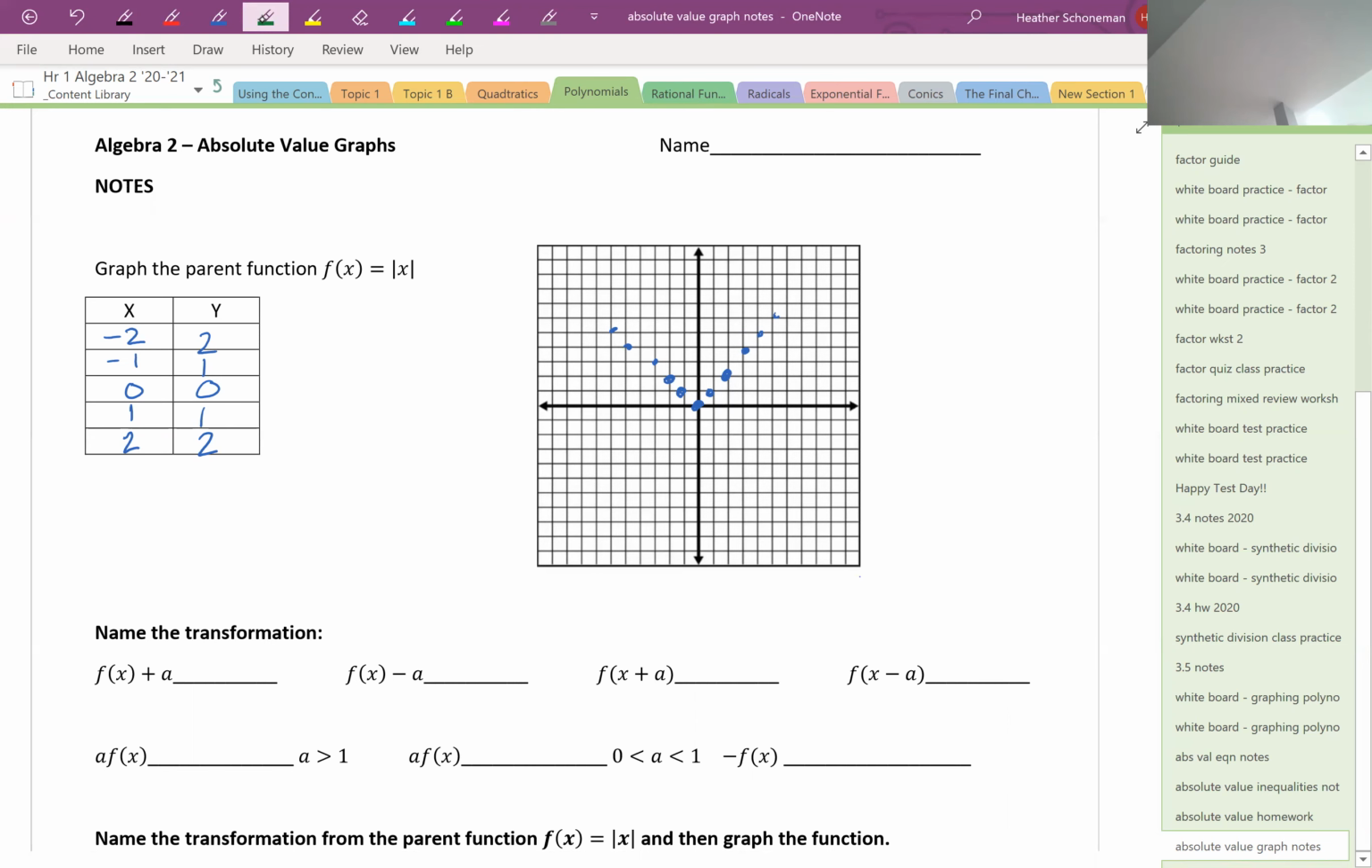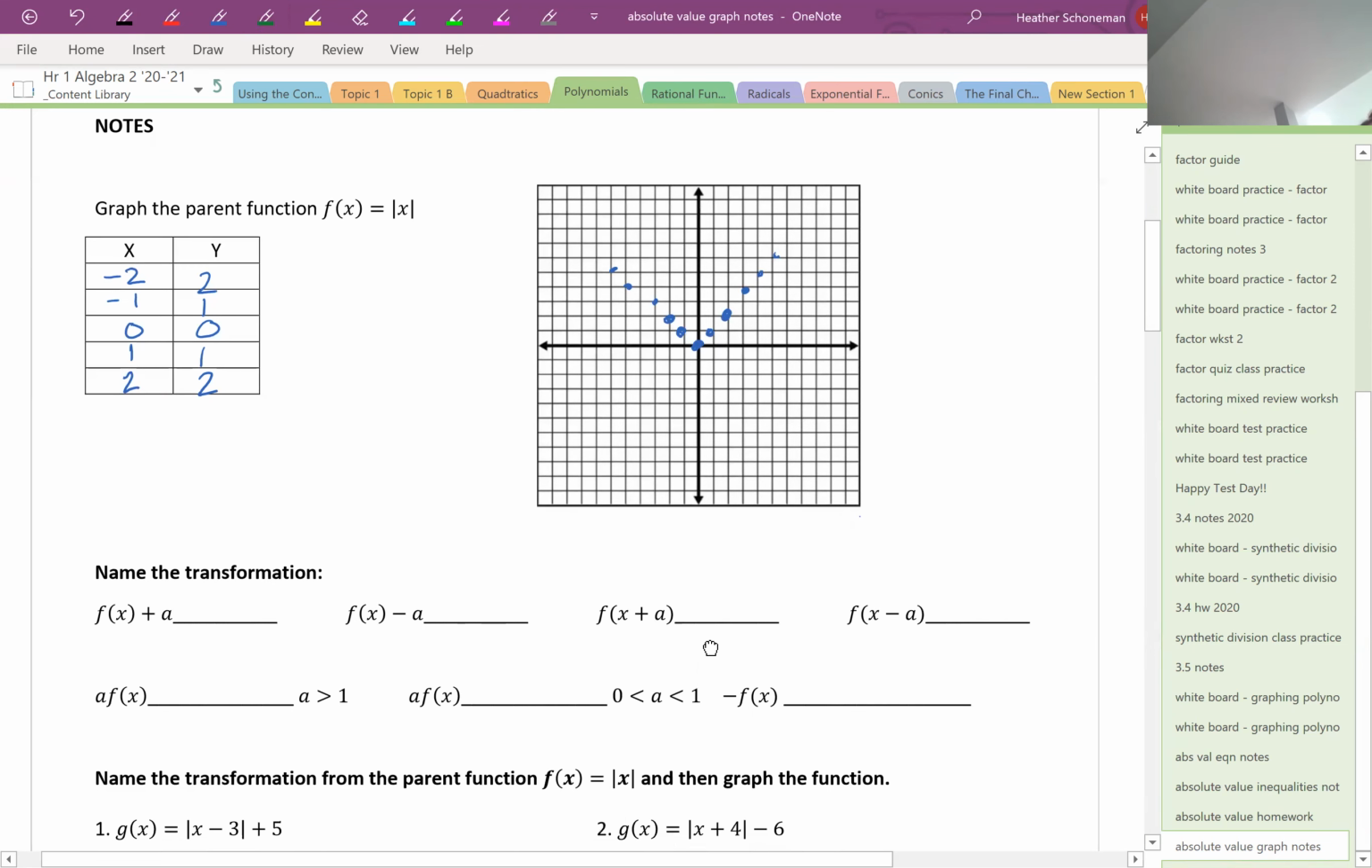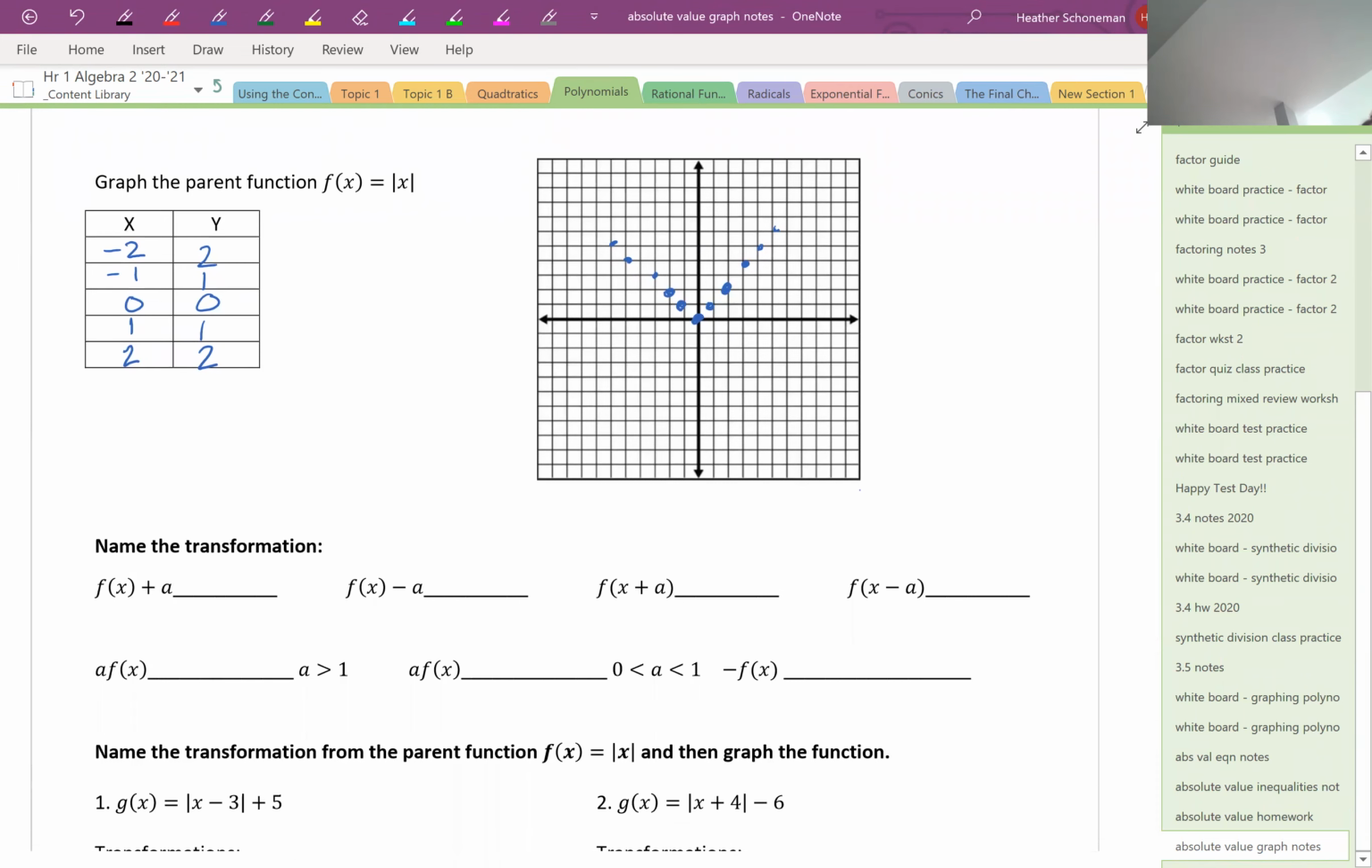And now we're going to take that parent function and transform it or shift it different directions and see what happens. So if we add a number to the outside of the function, it shifts the graph up. And if we subtract a number, it moves it down. But remember, when it's inside of the function, it's the opposite of what we naturally think. So adding actually is to the left and subtracting is to the right.